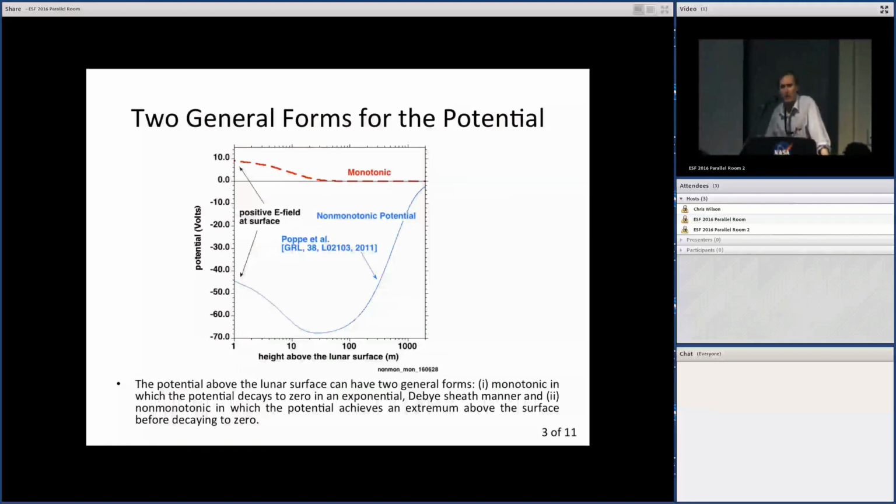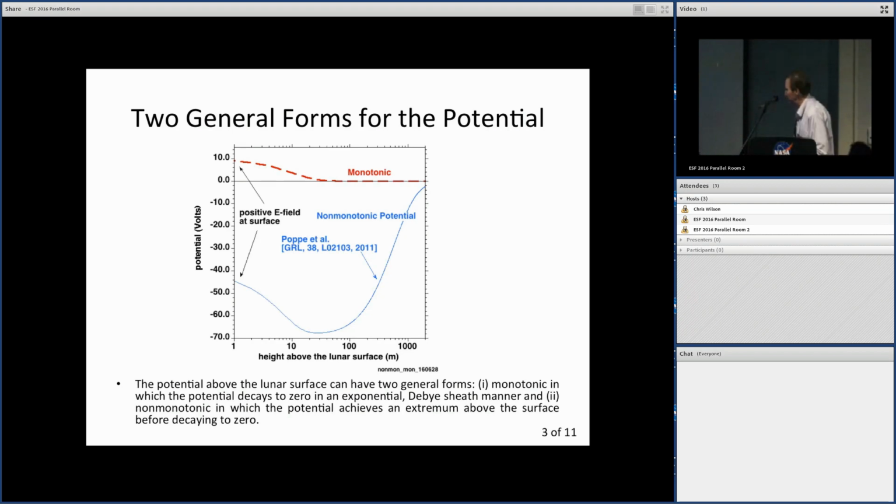So in fact, there are two general forms that the potential profile can take above the lunar surface. There's the monotonic profile shown in red at the top, and there's the non-monotonic potential profile shown in blue at the bottom. And we're probably most familiar with the monotonic potential profile. In the monotonic potential profile, the lunar surface potential is positive, and it decays exponentially as you move away from the surface in a Debye-like shielding manner.